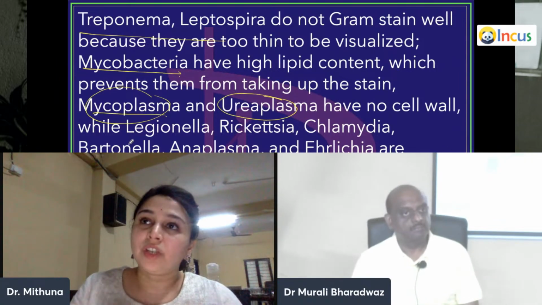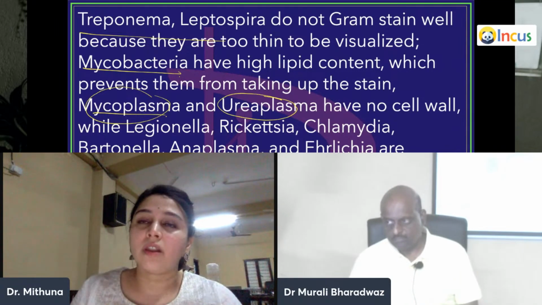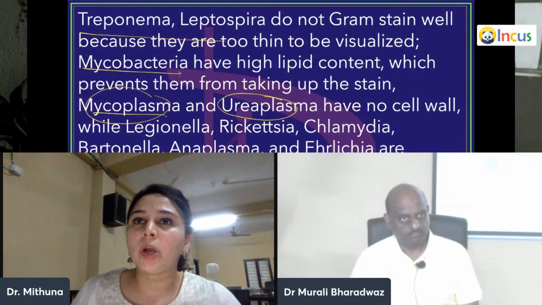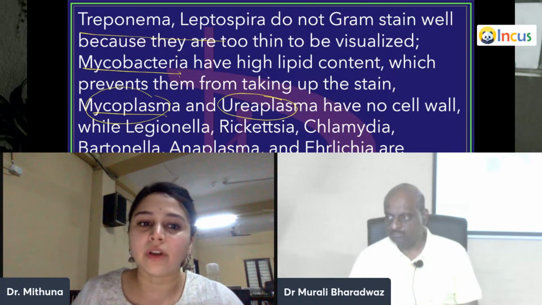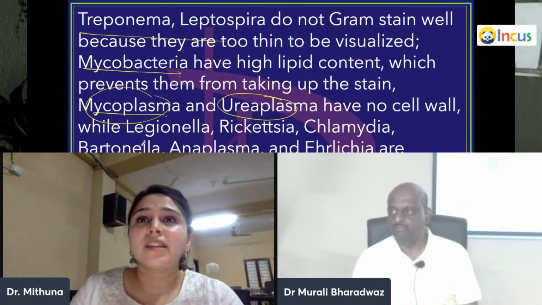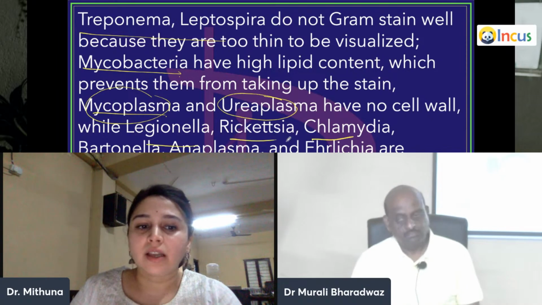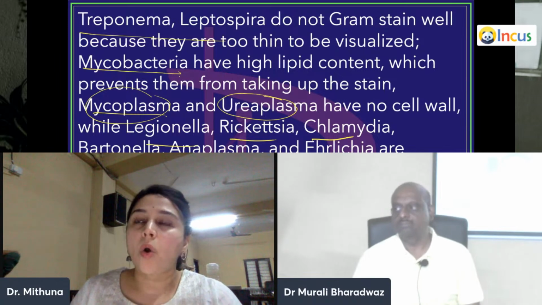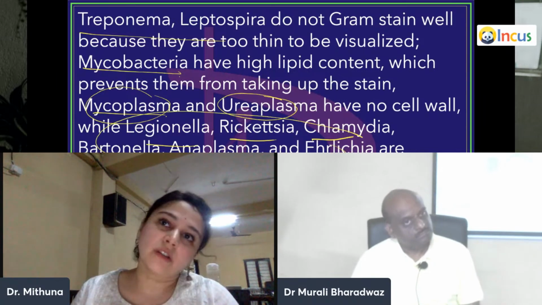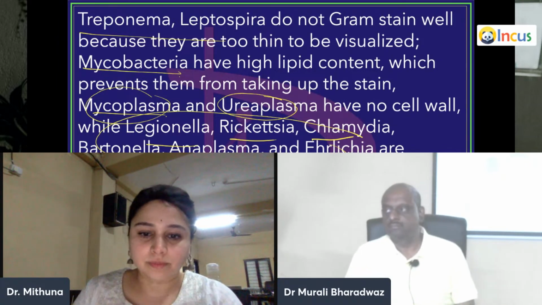And organisms which have no cell wall, for example Mycoplasma and Ureaplasma, cell wall ही नहीं है तो कहाँ से stain होगा? And then some intracellular organisms like Legionella, Rickettsia, Chlamydia, Bartonella, Anaplasma, and Ehrlichia. All these are intracellular, so even they are not visualized on gram staining.